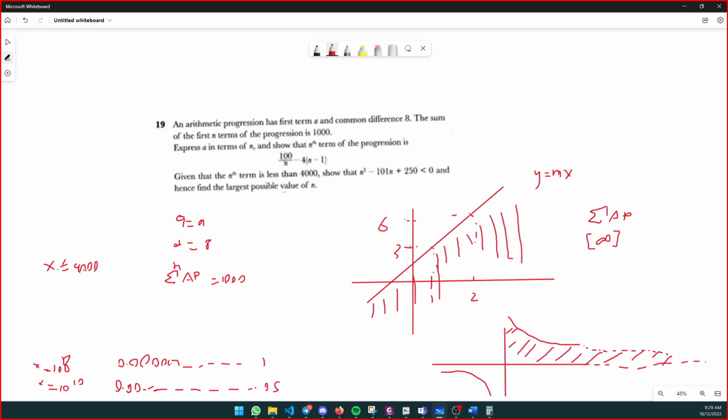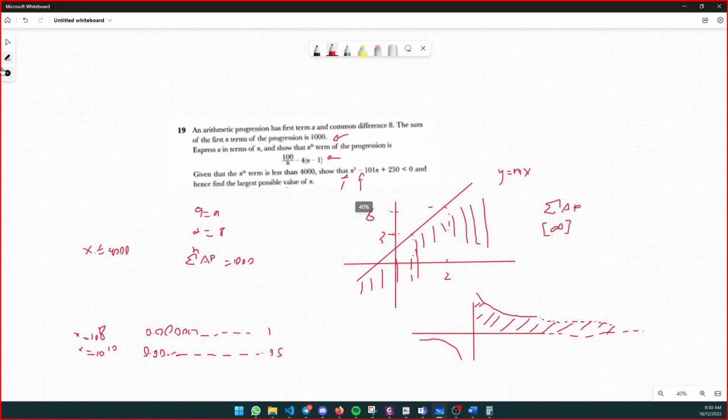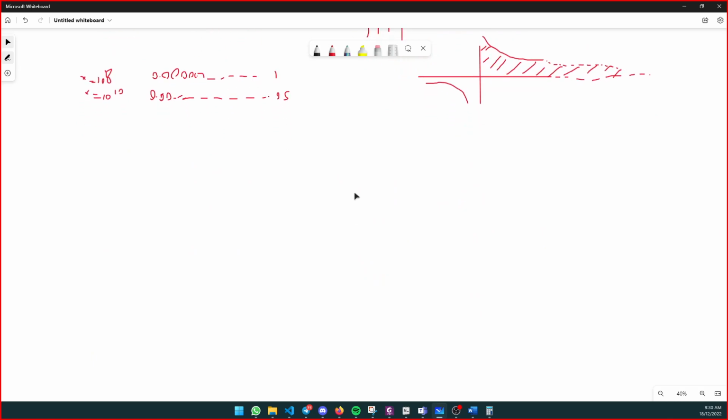And then show that n squared minus, and hence find the largest possible value of n. So we want to find the largest possible value of n that still gives the sum under 1000 and also works in this formula to end up giving us this. So we're actually tackling two problems. We're going to use the sum and the formula, and using the sum and formula, we're going to get this equation. That's what we're doing. I have to remember what we are trying to do.